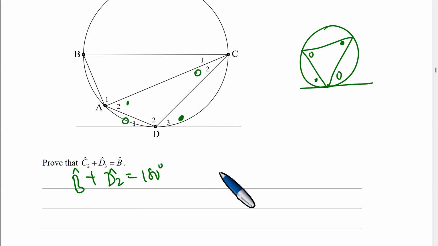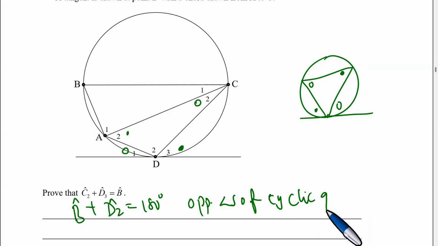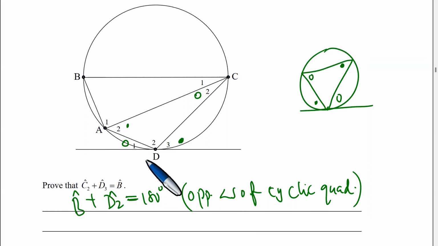Why? Because they're opposite angles of a cyclic quad. Please think about the next step. Opposite angles of a cyclic quad: B plus D2 equals 180 degrees. Right, next. What is the next step?